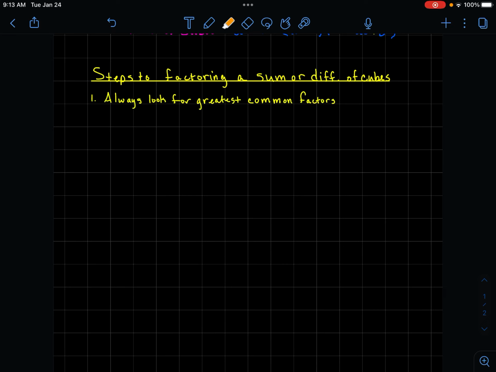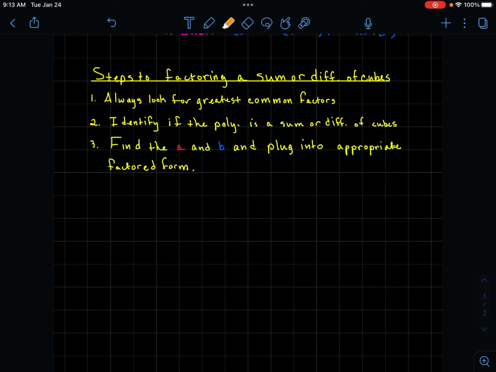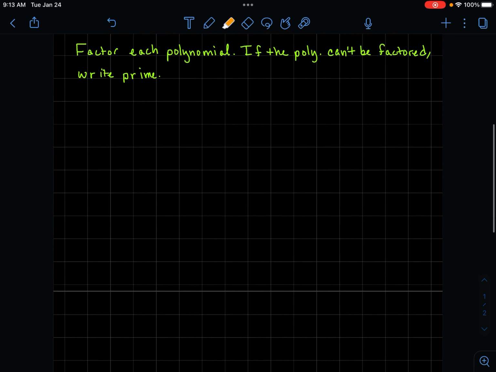How can we be successful factoring a sum or a difference of cubes? Three simple steps. The first step, and we do this with any factoring, is you always look for a greatest common factor. See what the terms have in common, take it out, make the problem easier on yourself. Step 2, identify if that polynomial is going to be a sum or a difference of cubes. Look between the two terms. Do you have a plus sign? Do you have a subtraction sign? That'll tell you which factored form you're going to use. In step 3, you need to find the a and the b, and we're going to plug it into that appropriate factored form. That appropriate form is either the sum or the difference of cubes.